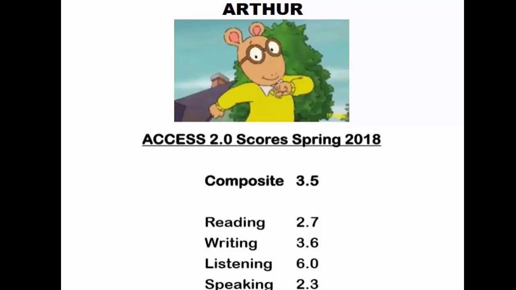In listening, Arthur scored a 6.0, which means that his listening skills are excellent. For the listening domain, we would teach Arthur like any native language speaker. For the speaking domain, Arthur scored 2.3. That puts him in a level 2. Maybe Arthur needs some work in his pronunciation or enunciation skills. Whatever the issue, in his speaking, Arthur is a level 2 student.